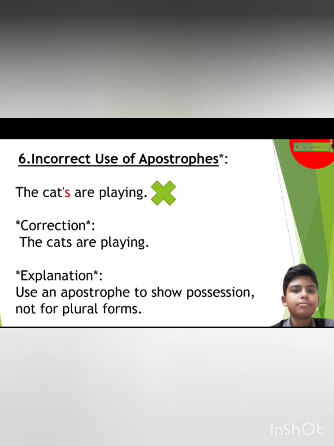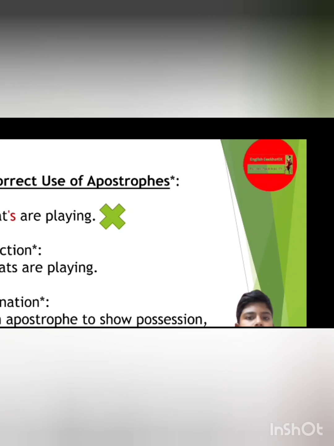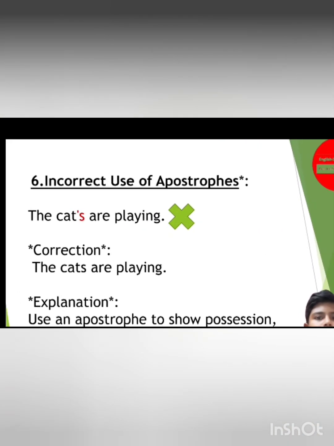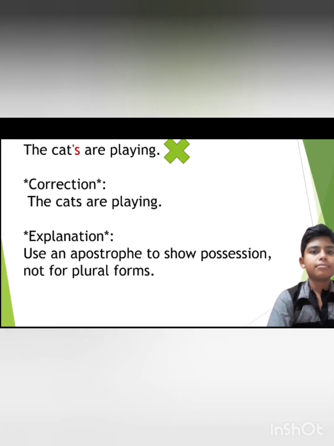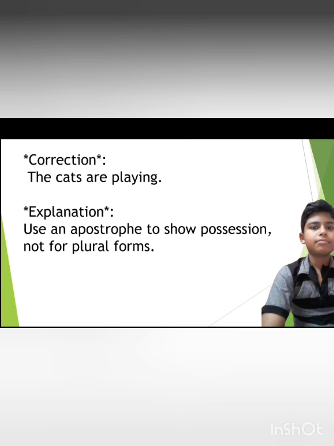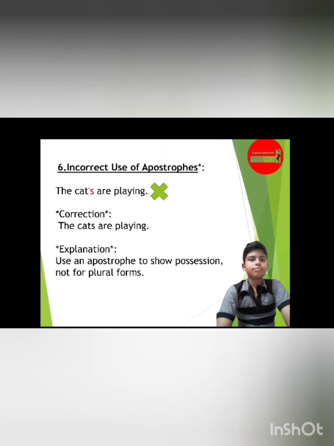Coming to the next one, incorrect use of apostrophes. So sometimes we incorrectly use the apostrophes. The cats are playing, and we put an apostrophe there. This is wrong. Correction. The cats are playing, without any apostrophe s there. Explanation. Use an apostrophe to show possession, not for plural form. Hope this is clear for you.